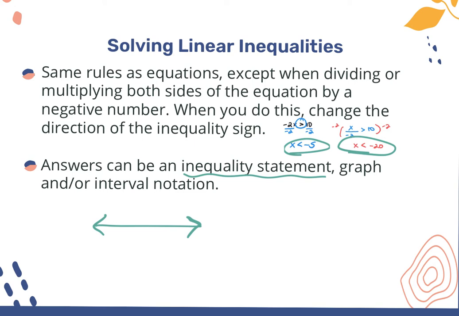And then interval notation is something that looks like this. It represents the numbers that are included in that answer set. So if it says x is less than negative 5, we're talking from negative 5 all the way down to negative infinity, anything that's less than it. And that's what interval notation is. So pay attention, obviously on WebAssign, it's gonna be kind of obvious. If it gives you a graph, you have to graph it. And then it'll say, write your answer in interval notation, and that's what it means.